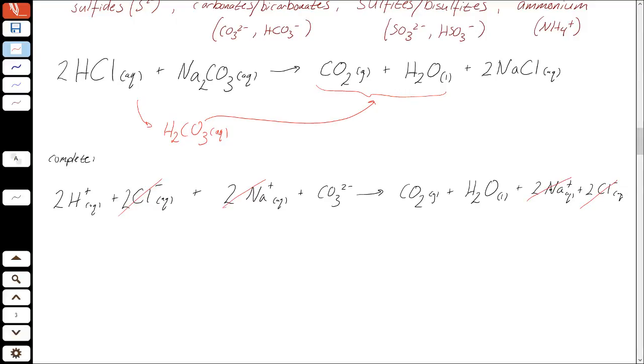And so that means that our net ionic equation will be 2H plus aqueous plus aqueous carbonate yields CO2 plus H2O. So that's the net ionic equation for those gas evolution reactions.